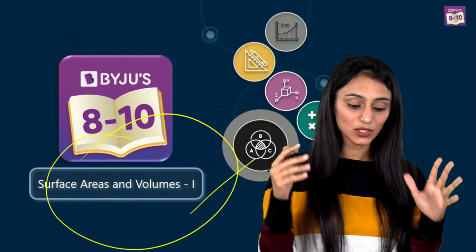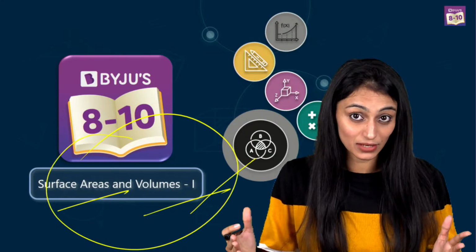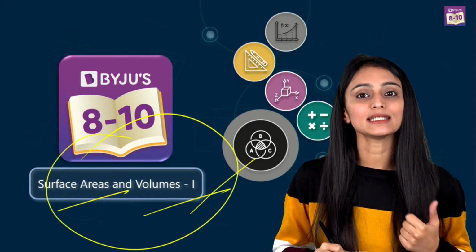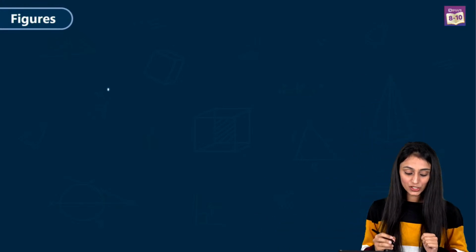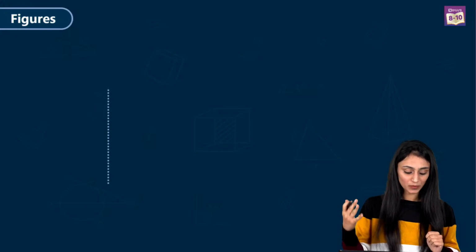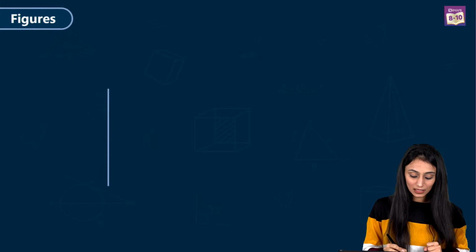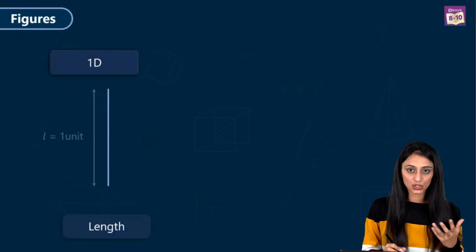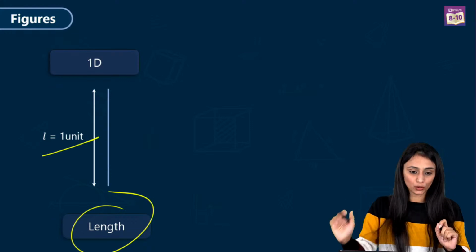In this session, we will be talking about the areas and volumes of different figures. So let's first understand what figures are and how they are actually formed. Let's take a point here and take more points so that they form a straight path. What we get here is basically a line. It's a one-dimensional figure. It is 1D, which means it has a length of 1 unit.